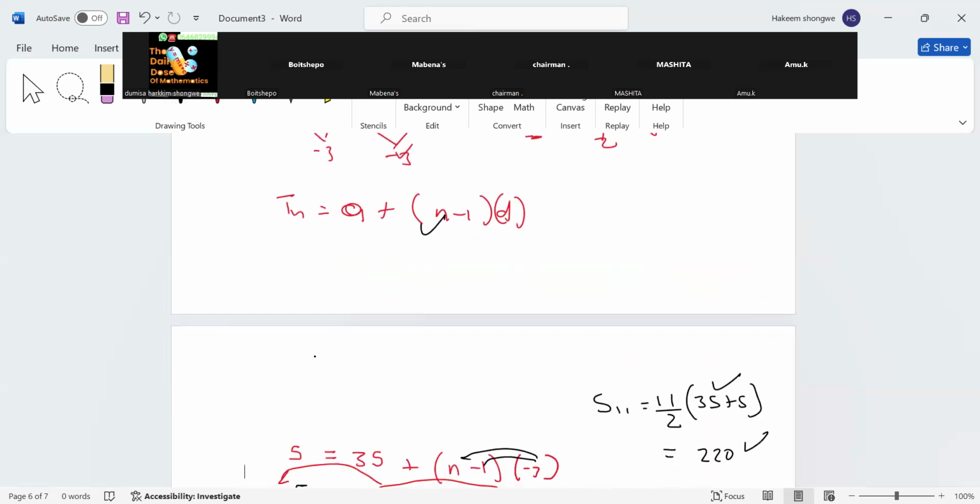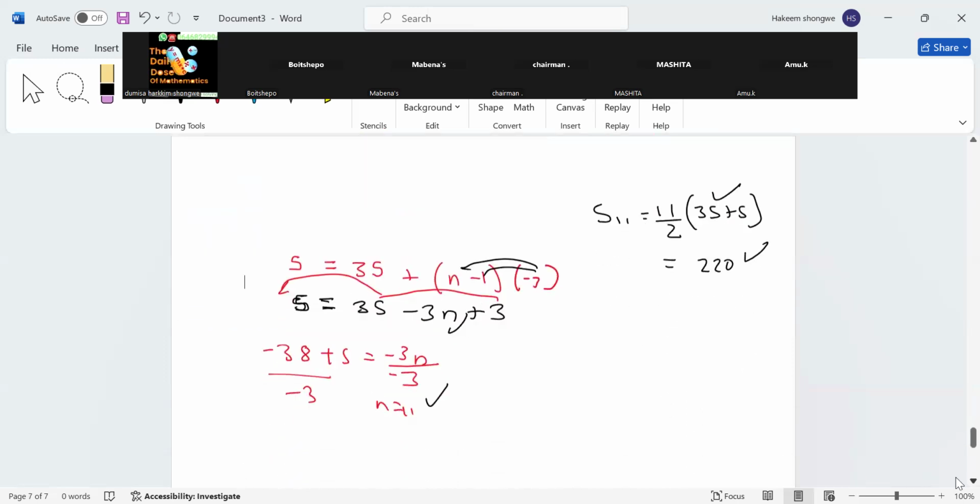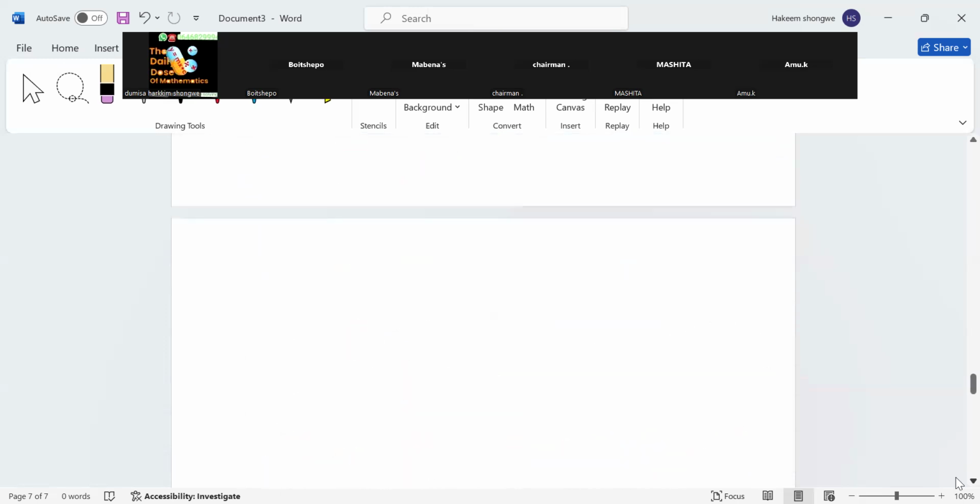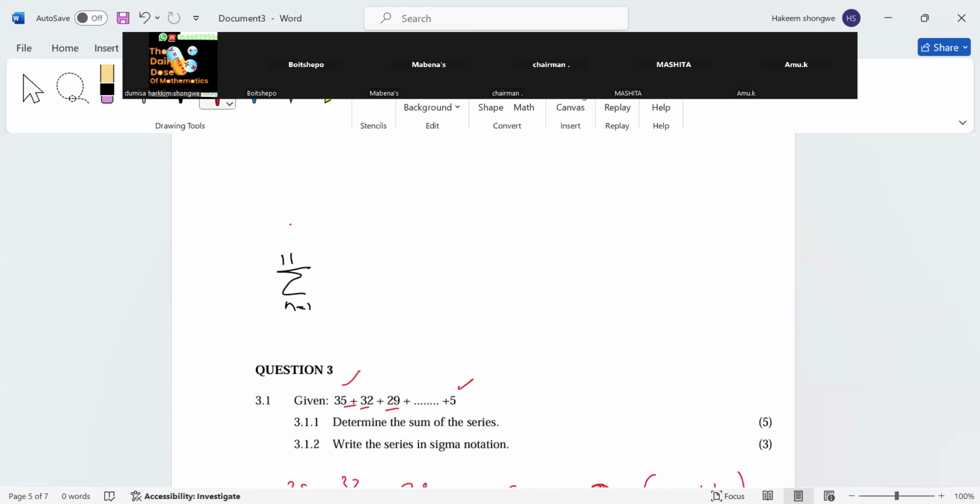I think we did try to simplify it. We got minus 3n plus 38. So we'll write here that we have minus 3n plus 38, and this is going to be equal to 203. This is how we should do it. Then they will give us a mark for Tn, and a mark for that one. Then we get our 3 marks.